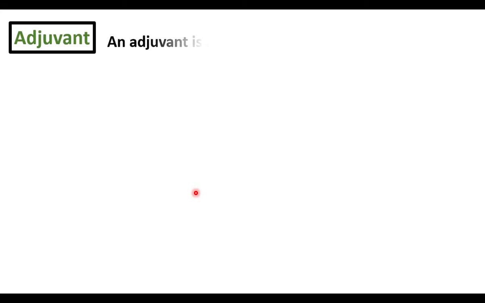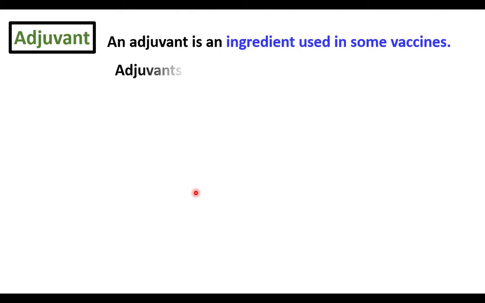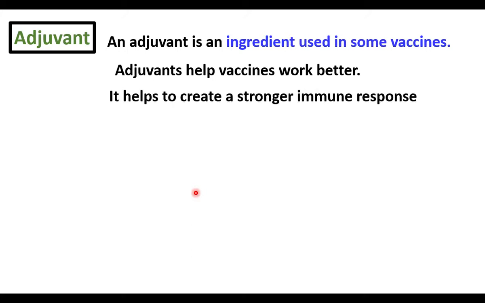So an adjuvant is an ingredient used in some vaccines. What do the adjuvants do? These adjuvants help vaccines work better. When an adjuvant is added to the vaccine, it helps to create a stronger immune response in the people receiving the vaccine. So now we have understood the terms adjuvant, hapten, antigen, immunogen.